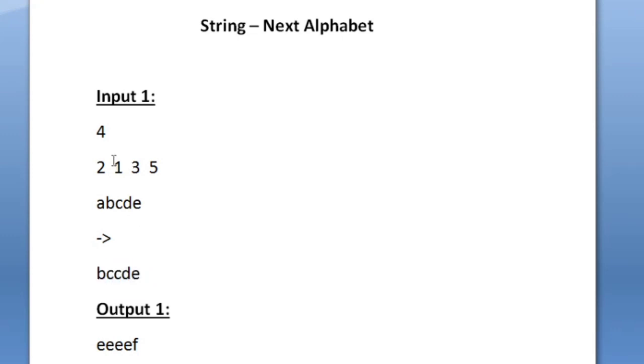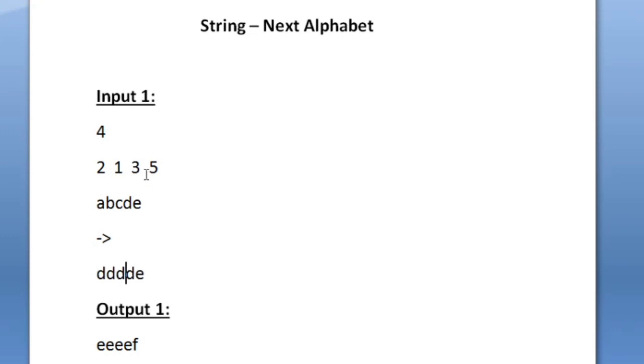And now the second integer is 1. So we have to consider only the first character. The first character is b, and we increment it by 1, so it becomes c. Now the third integer is 3. So we take the first 3 characters of the string, which are c, c, c. We increment all these characters by 1, so it becomes d, d, d, because c plus 1 is d.